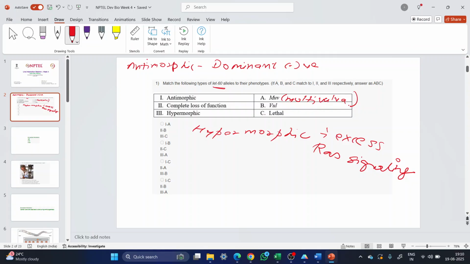So did you understand? There are two terms, antimorphic and hypermorphic, and they are completely opposite of each other. Antimorphic means it is a dominant negative. That means there is no vulva formation. It is vulva-less. And hypermorphic means there will be multi-vulva formation. So this is the correct answer.